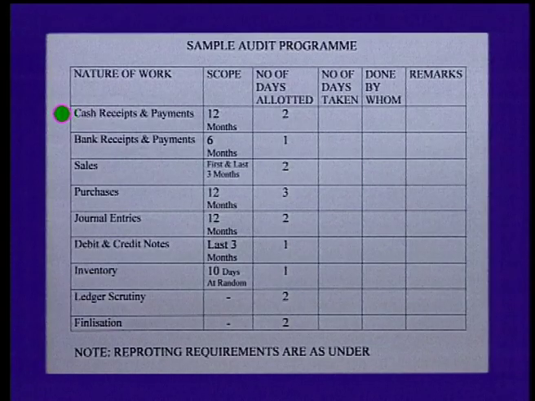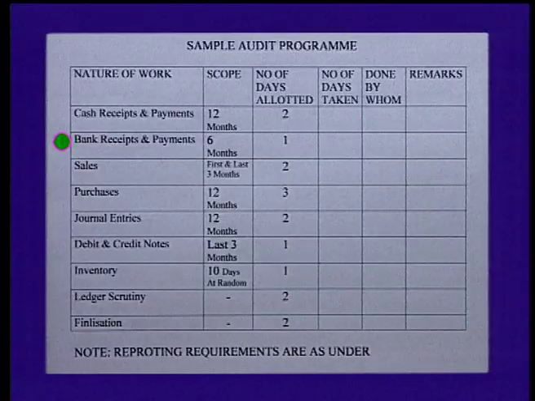Now, the audit program, as I said, will also give the details of the work to be done. In my audit program, I have included these things: cash receipts and cash payments. The auditor thinks that the entire 12 months are to be done. The time allotted is 2 days. Similarly, the next point is regarding bank receipts and payments. 6 months vouchers are to be vouched and the time allotted is only 1 day.